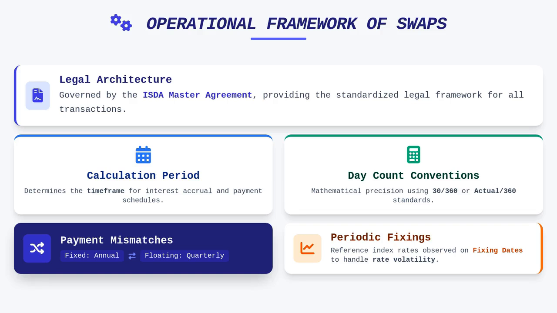The floating rate leg is subject to periodic fixings, where the reference index rate is observed on specific dates known as fixing dates. These fixings determine the floating interest payment for the subsequent period, introducing periodic rate volatility into the cash flow profile.